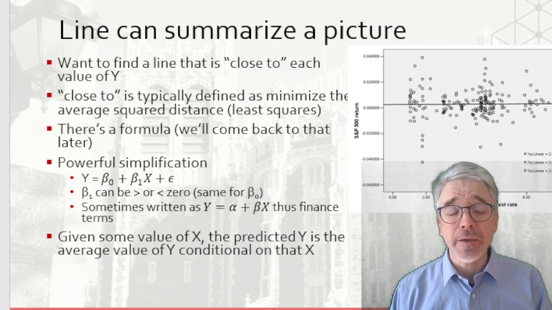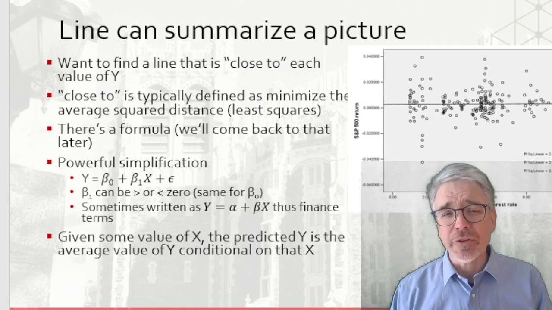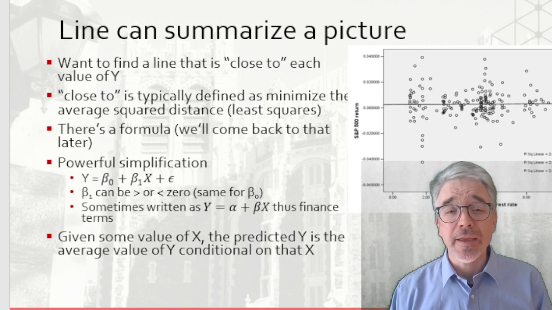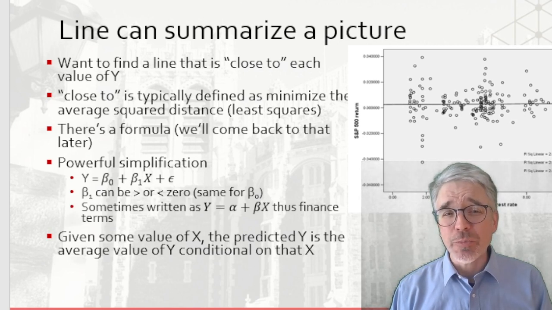So it can be a really significant compression of how much data I need to keep track of. Beta 1, the slope, can be greater than or less than 0. If beta 1 is less than 0, then the slope is negative, and there's a negative correlation between x and y. If beta 1 is greater than 0, then the slope is positive, and there's a positive relationship between x and y. If beta 1 is 0, then there's no relationship between x and y.